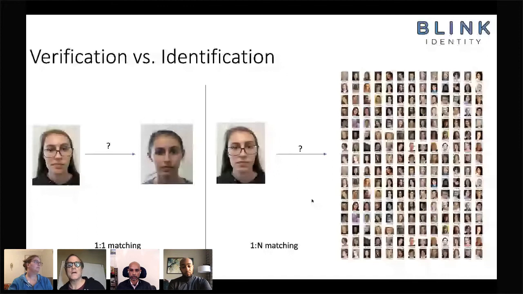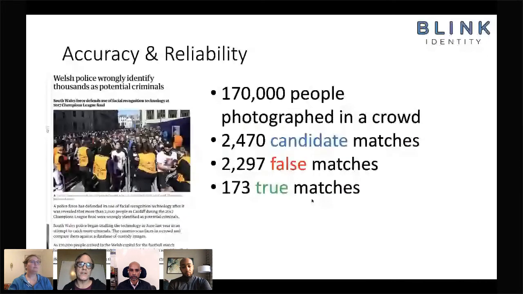It turns out that face recognition is very contextual depending on what you're doing, and that will affect what the results mean and what kinds of errors you have. Famously, a few years ago, the police scanned everybody at a major sporting event. Millions of people were scanned, and they had around 2,500 candidate matches, most of which were false. Only 173 of those were true matches. And this was seen as an issue with the police use of face recognition as a general scanning mechanism. And at Blink Identity, we don't actually think this is a good use of the technology.